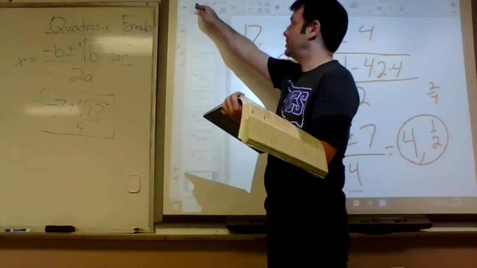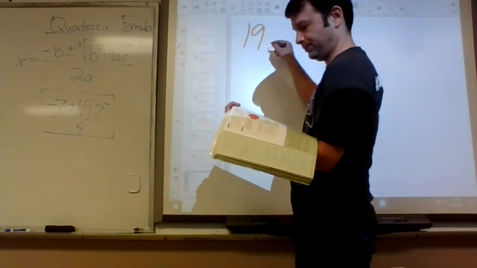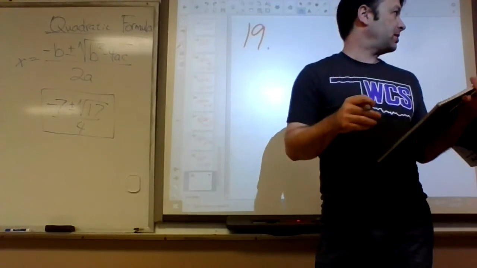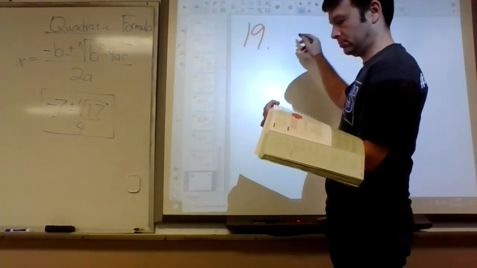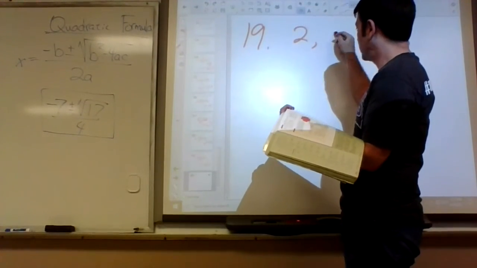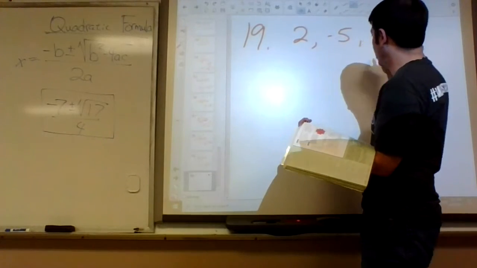Okay, 19. We're finally to a weird one. We made it. Okay, Carter, what's my A, B, and C on 19? A is 2. B is negative 5. C is positive 1, right, good.